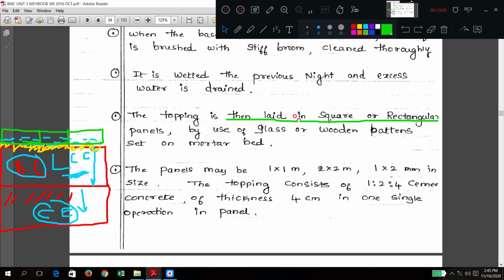The panels may be 1 meter by 1 meter, 2 meter by 2 meter, anything, and the wearing course is made up of cement concrete 1:2:4, and its thickness is 4 centimeter. Here the thickness I can write 4 centimeter. Here I can write 10 centimeter for the base. This is not important because up to 10 centimeter this can be made.